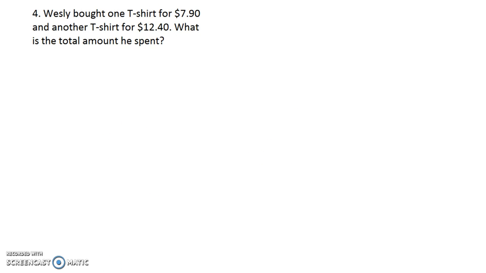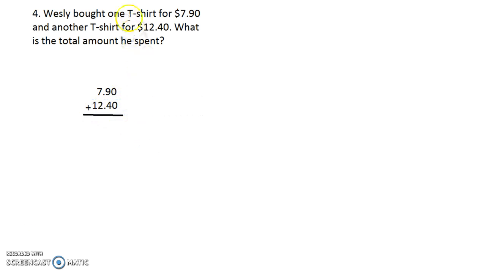All right, question 4 is, Wesley bought one t-shirt for $7.90, so I'm going to write that out already, $7.90, and another t-shirt for $12.40. What is the total amount he spent? Oh, total amount just means we're going to add, right? So since this is adding, I'm just going to line up my decimals. See how I did that? And then we're just going to add it on through. Let me put a plus sign here for you guys.